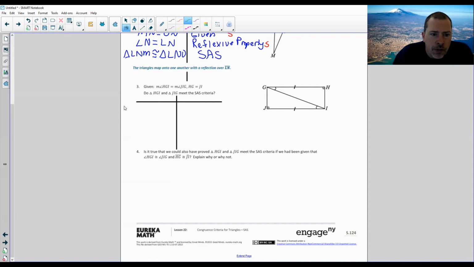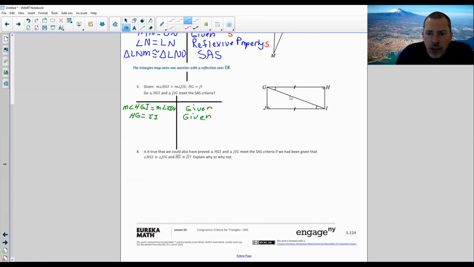So the first thing I do is mark my givens: the measure of angle HGI equals the measure of angle JIG. Given. Okay, that is a given. My pen's acting up. Anywho, there's the first given. The other one is HG equals JI, given. Okay, there's our two givens.